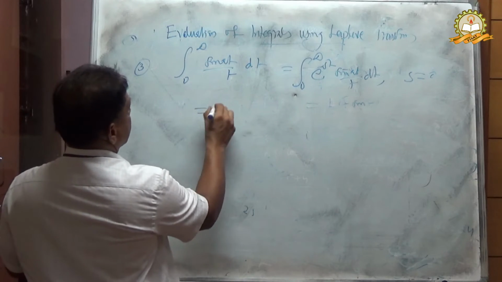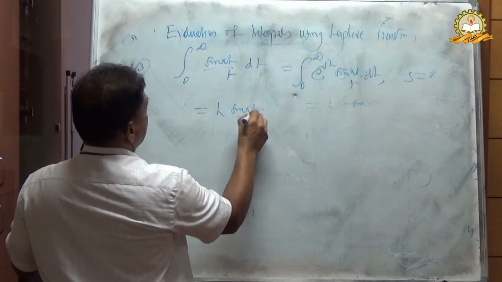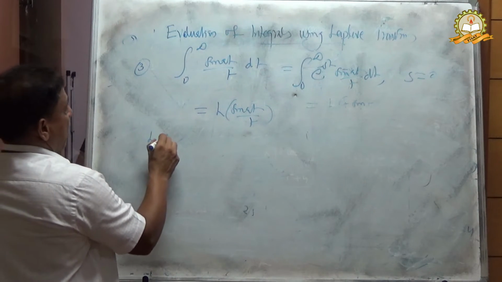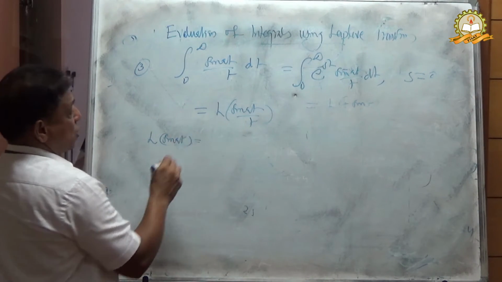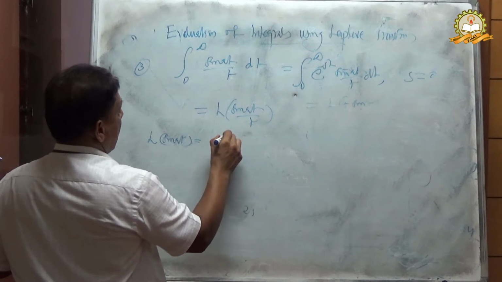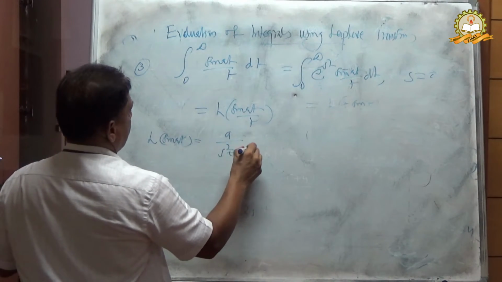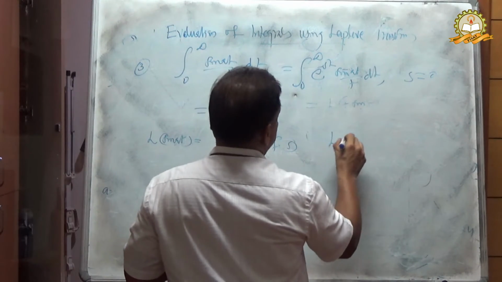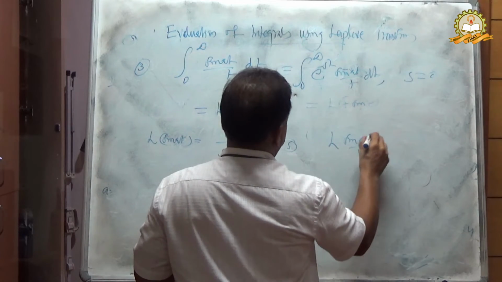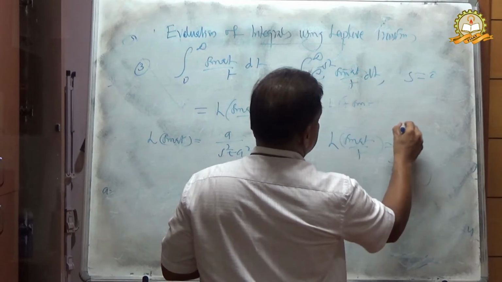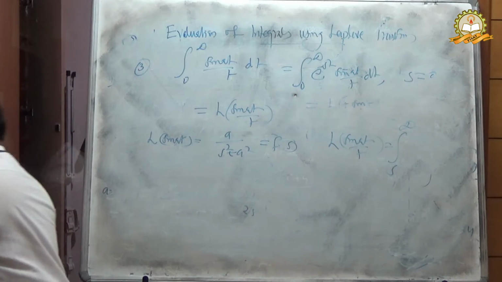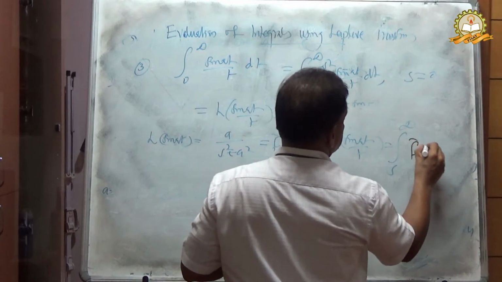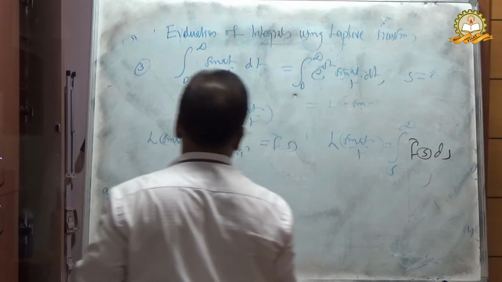From the definition of the Laplace transform, this is equal to L of sin at by t. Therefore, here first find the Laplace transform of sin at. The Laplace transform of sin at is equal to a by s square plus a square. This is known as f bar s. Then L of sin at by t is equal to the integral from s to infinity of f bar s ds.